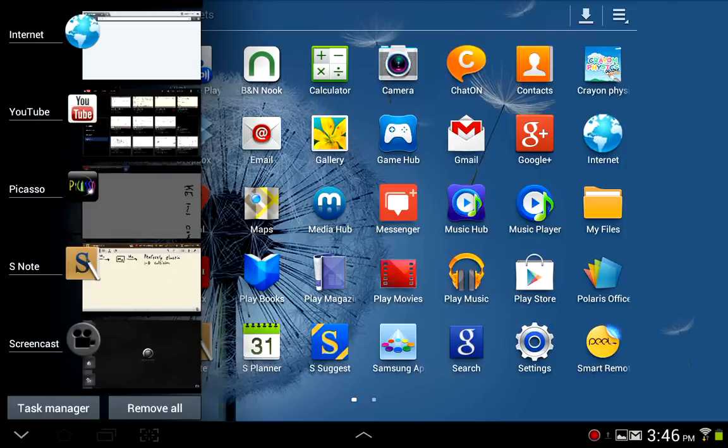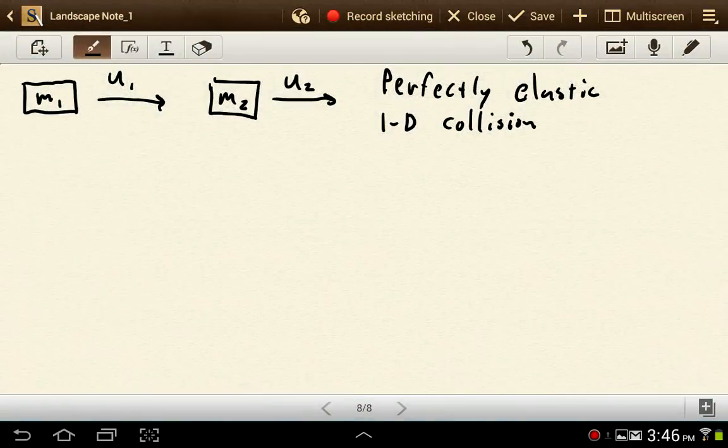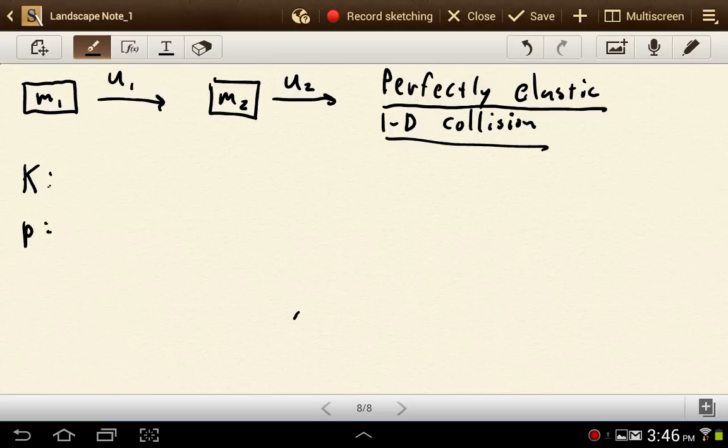Okay, so let us talk briefly about perfectly elastic 1D collisions. I wanted to give you guys a hint about how to do these things. In a perfectly elastic collision, we know that kinetic energy is conserved and momentum is conserved. And in a 1D collision, we can treat the velocities as scalars. So here we have u1 and u2 as the initial velocities of these masses, and they're both defined as positive going to the right.